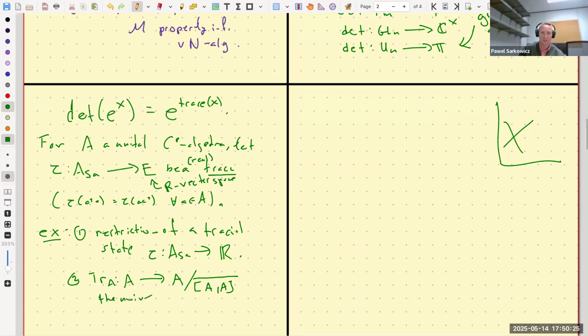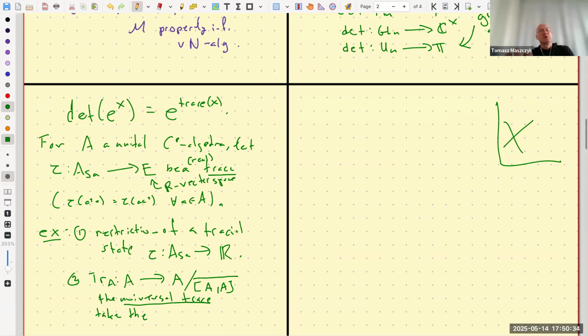But yeah, is there a question? Yeah, go ahead, Tomek. Yes, I have a question about the extension of your real trace to a trace on A. What is the abstraction?